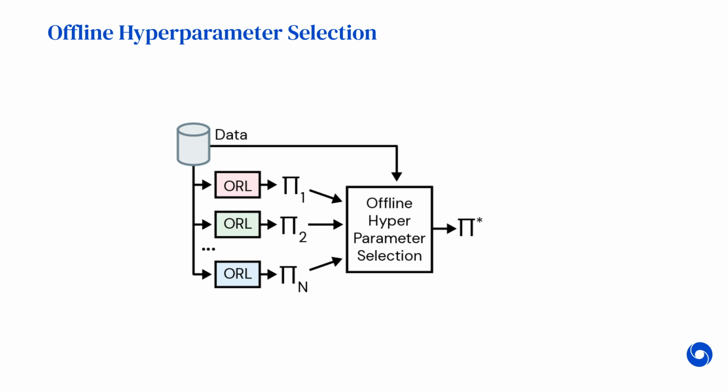The way we frame the problem of offline hyperparameter selection in this work is illustrated in the figure here. Multiple policies are trained using offline RL, or ORL, from a given dataset with different hyperparameter combinations. And then the offline hyperparameter selection methods that we use take the same dataset and use it to rank these policies, and then produce a final policy or set of policies that is deemed to have good performance.